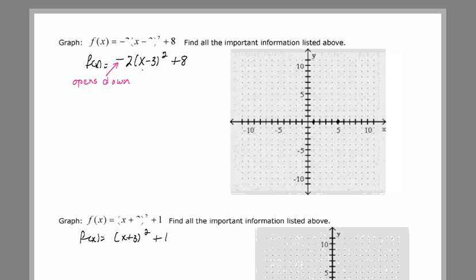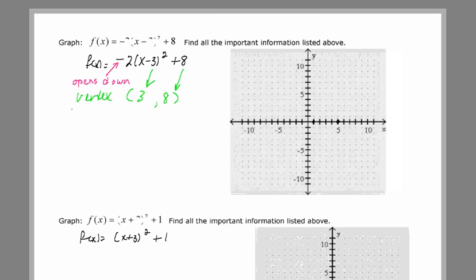What does that tell me about my vertex? My vertex will be a max. Let's actually find the vertex. We just need the h and the k for our vertex. The h drops down, the k drops down, but we do the opposite sign on h, so it's 3. Same sign on k, so it's 8. Vertex drops out.